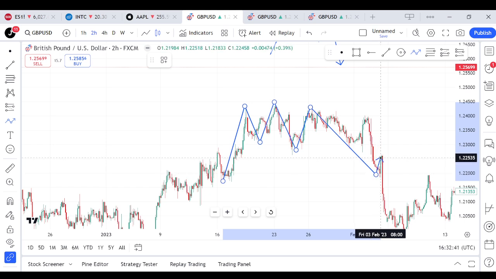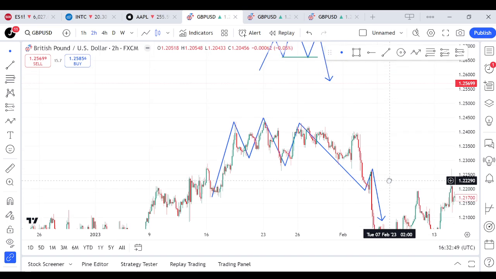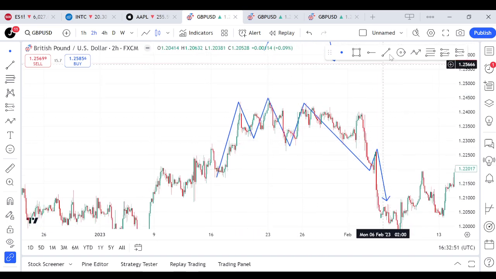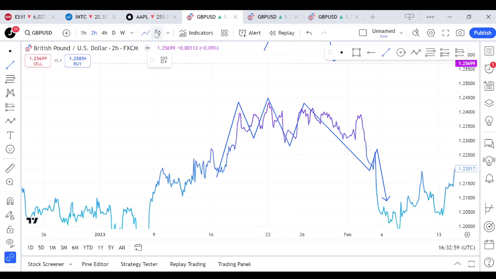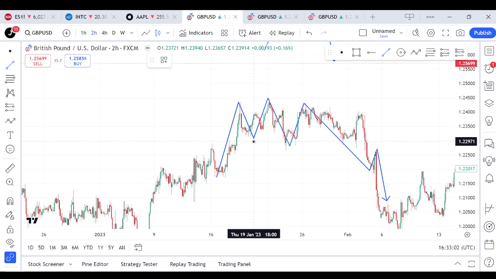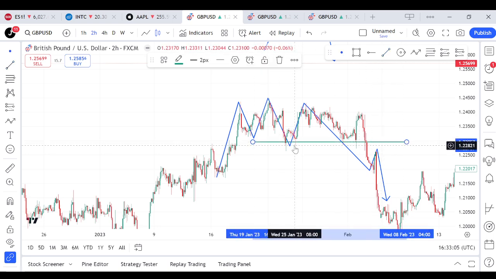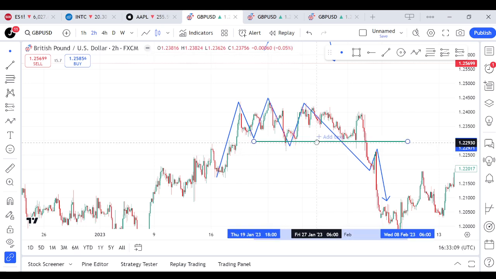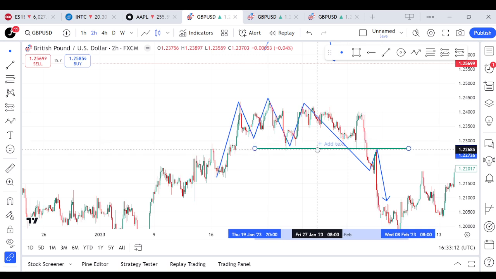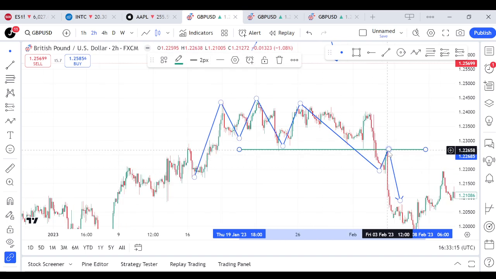Then we have the pullback into the neckline break, remember I talked about that, and continuation of the head and shoulders pattern. So this is exactly how it looks, and traders should be looking to trade once the neckline, which is this area right here, is broken. Traders should be looking to enter trades right here. You may adjust it to the wicks, or you may just use the key levels. If you're using the wicks, you have the pullback and the retest of that neckline and further sells.